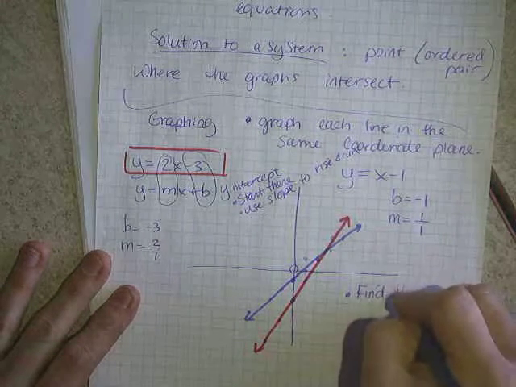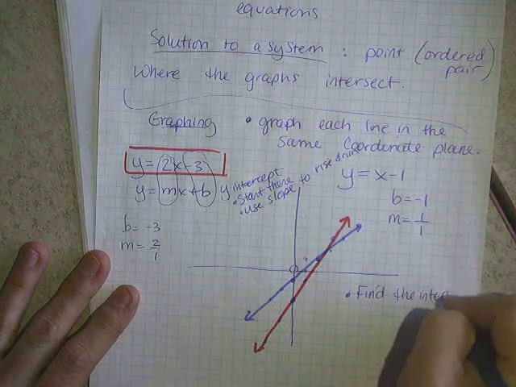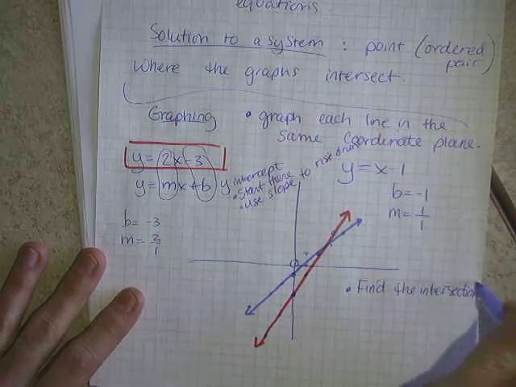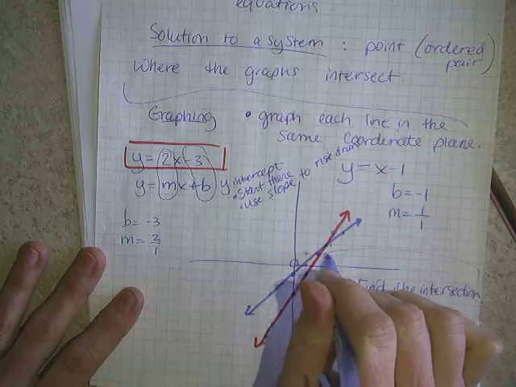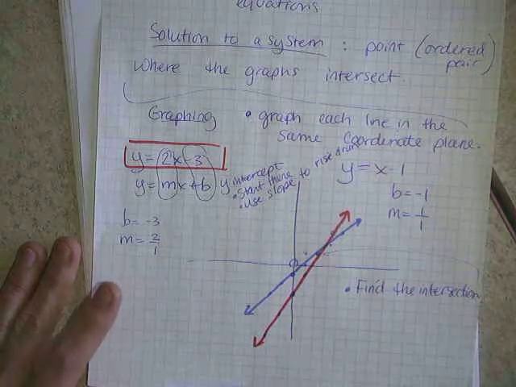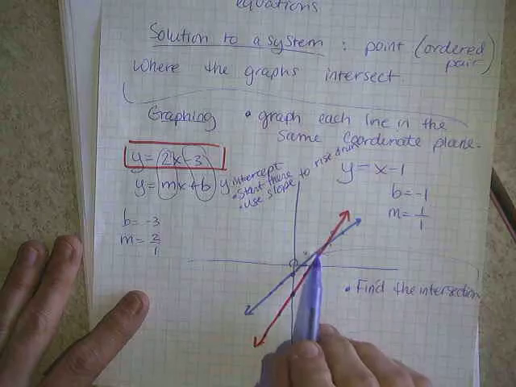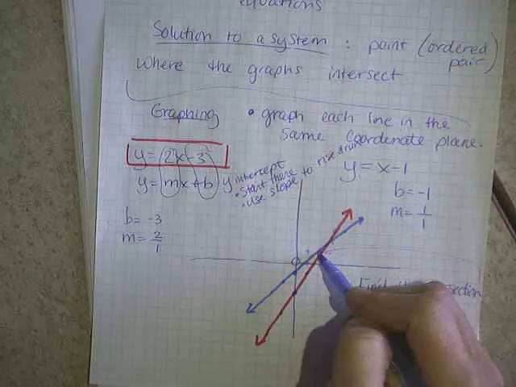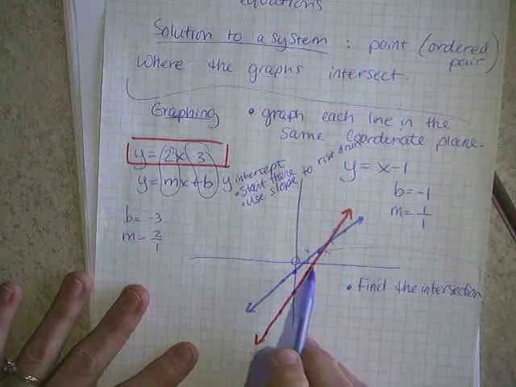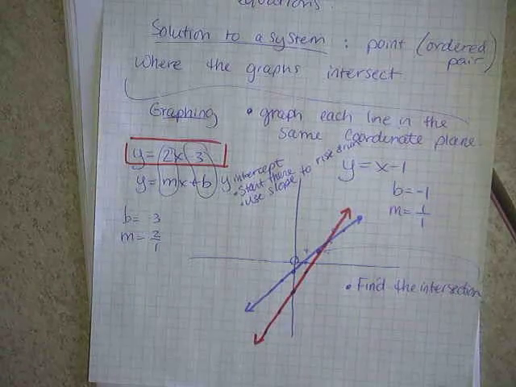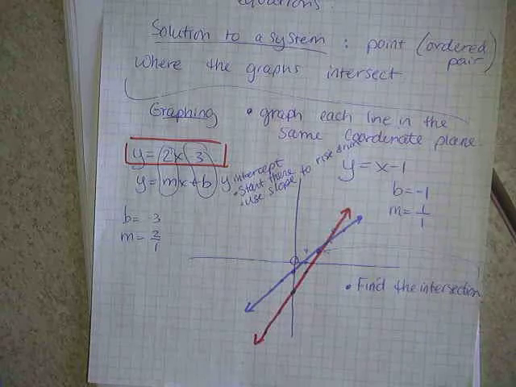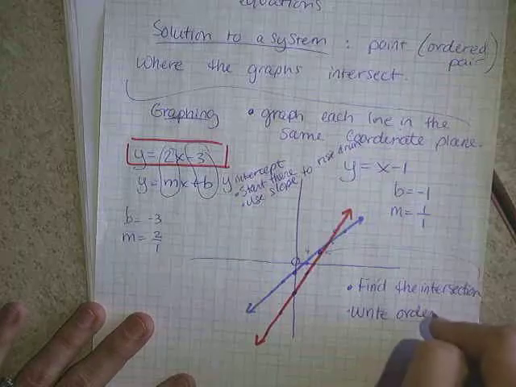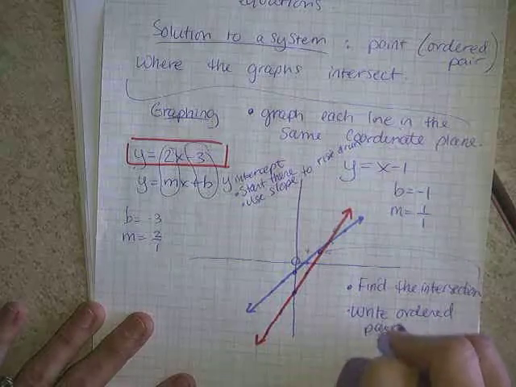Okay, so we graph both lines. And the next part is to find the intersection, which is right there. I didn't do my red line very well, but okay. So that's my intersection. And it's not enough to graph both of the lines, go, yep, they crossed, I'm good.